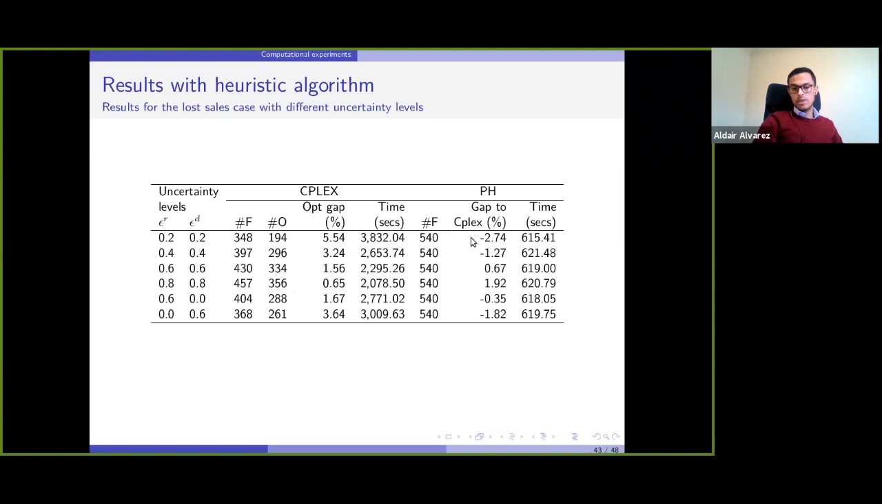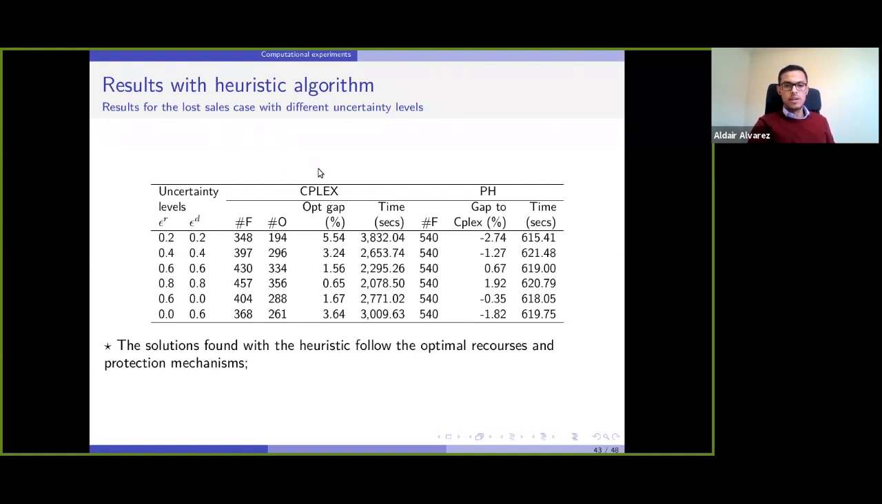On average, this column here shows the relative difference of the solutions of the heuristic with respect to the solutions found by the solver. So we see that on average, for some cases, we are doing even better than the method. But if not, we are relatively close to those solutions. So it shows that the heuristic can find solutions with high quality within the time limit, even if we are dealing here again with 100, 200, and 500 scenarios, which is relatively high.